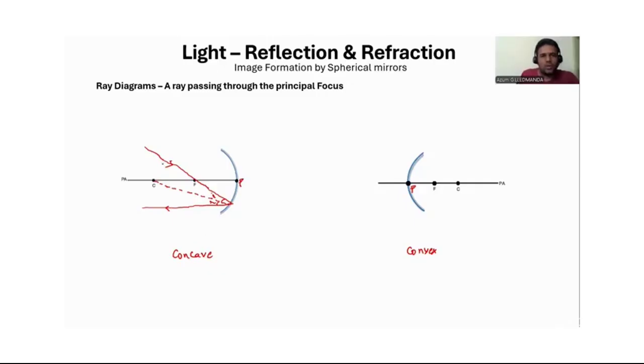So what we learned here is that a ray incident on the concave mirror through the focus reflects back into the same medium and goes parallel to the principal axis. Similarly, let's look at the convex mirror. What we need is a ray that appears to be going through the focus.